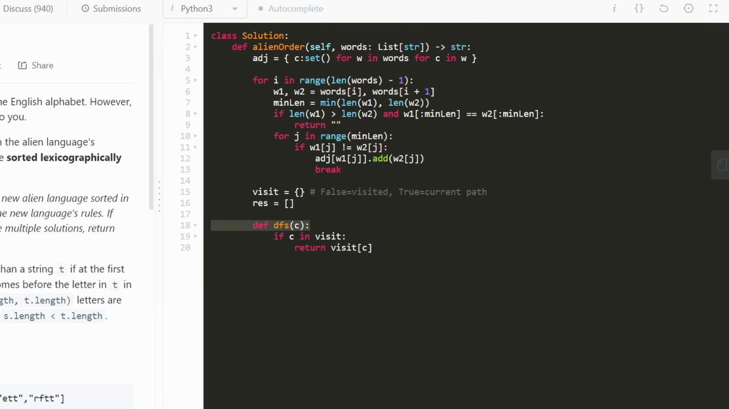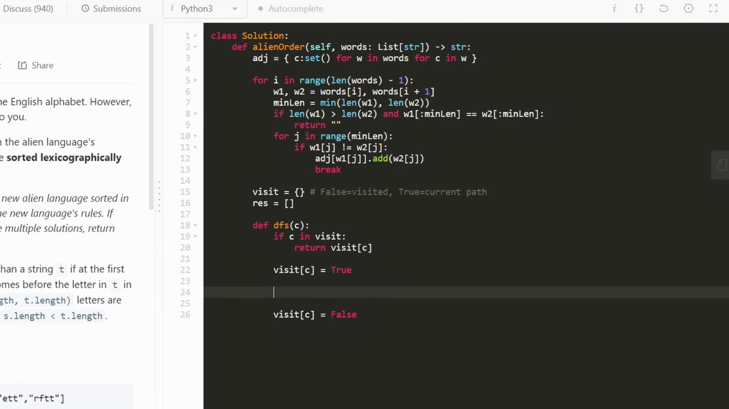Now, if this DFS ever returns true, that means we saw a character or node that was already in the current path, and we saw it twice. That means we detected a loop. So if this returns true, that's how you know we detected a loop. If this is not the case, then what we're going to say is, okay, to visit at this character, we're going to be adding true, because not only has it been visited, it's also in the current path. And then at the end, before we return, we're going to say, okay, visit of C is now false, meaning it's still been visited, but now it's false because it's no longer in the current path. That's what we're going to do right before we return.